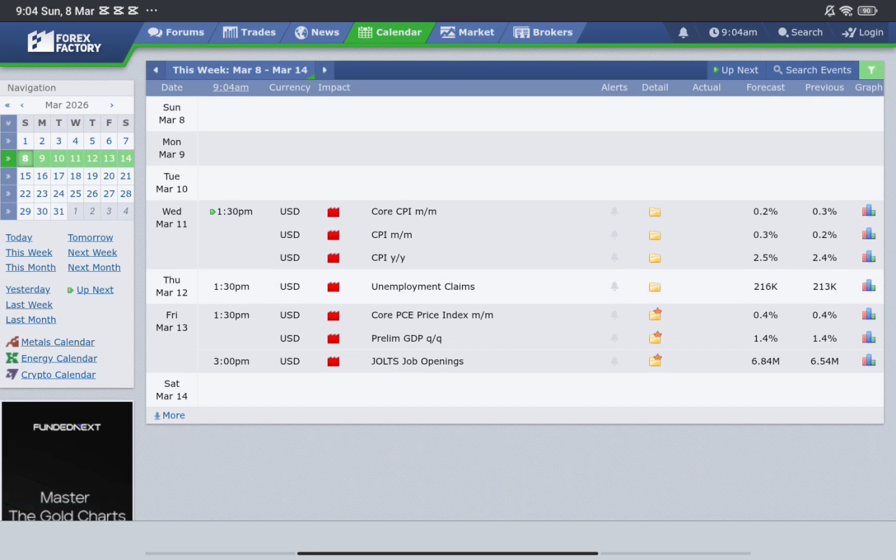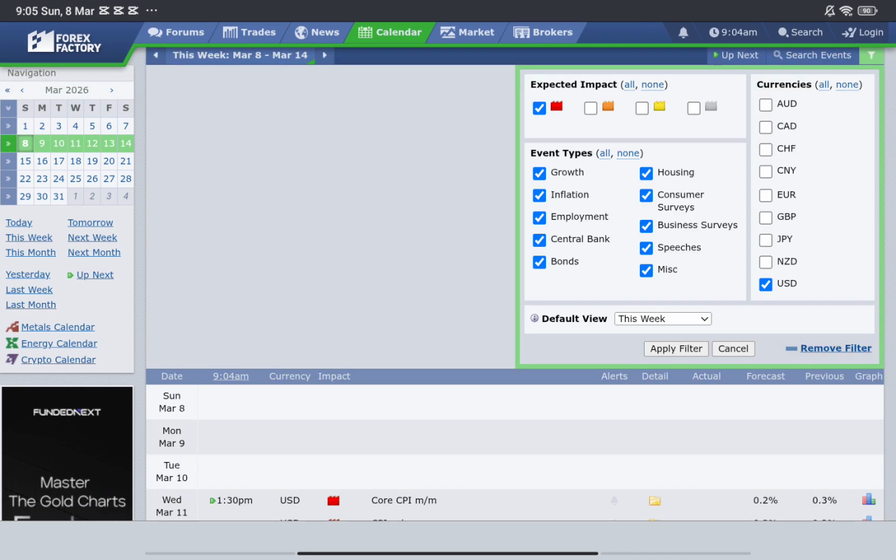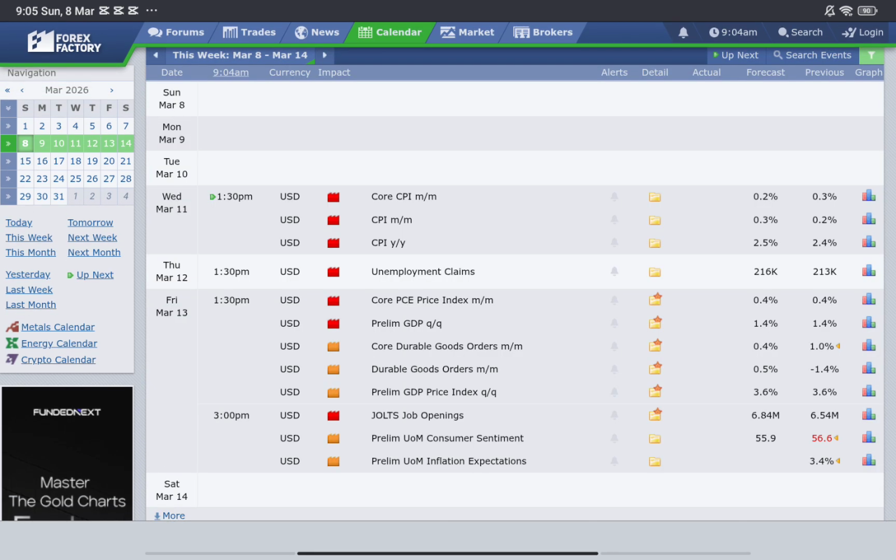So on Monday, Tuesday, we don't have Redford news. So I need to edit that. We don't have any news on Monday and Tuesday. Then on Wednesday we have CPI. Thursday we have Redford news. On Friday we also have.